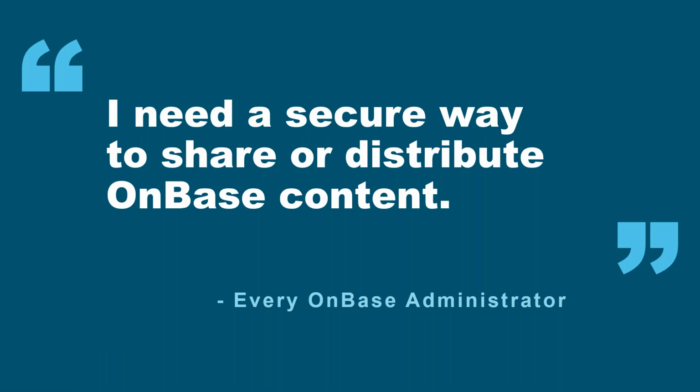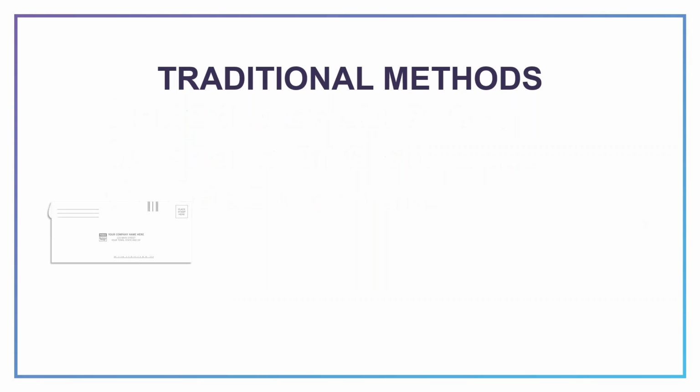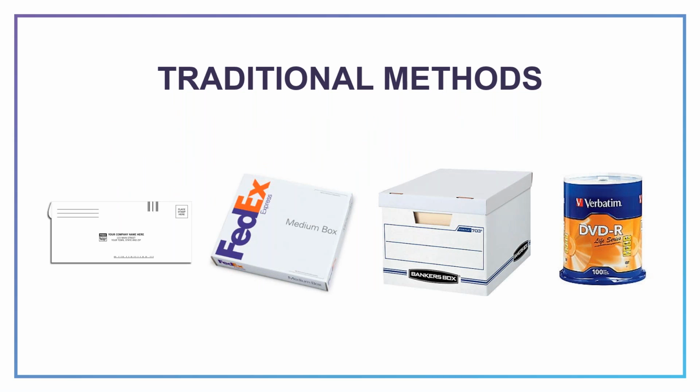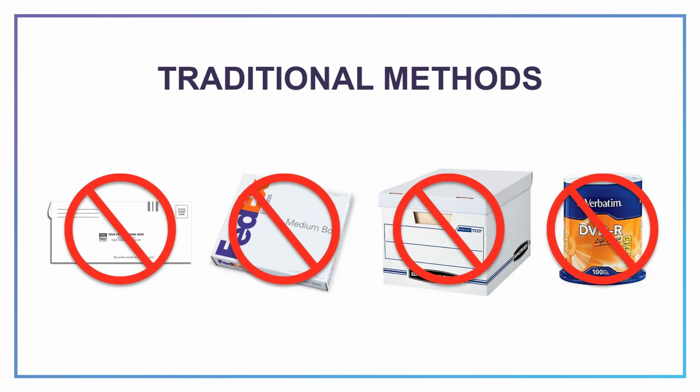So why would you potentially need this? Given virtually every OnBase administrator out there says we need to have a secure way to be able to share our OnBase content. Now think natively, you can email things, you can FTP things. Each of those have their own benefits, but their own drawbacks. Email natively is not overly secure. Or some of the traditional methods, you print it out, you mail it, you FedEx it, you ship a box, you create a DVD or CD, whatever the case may be.